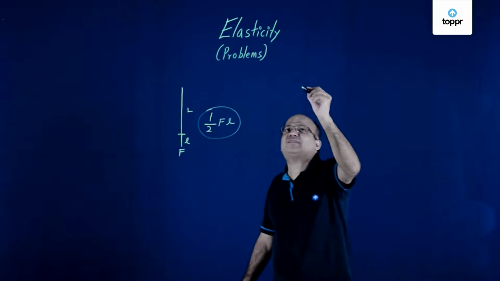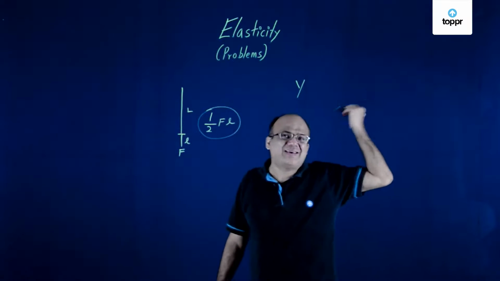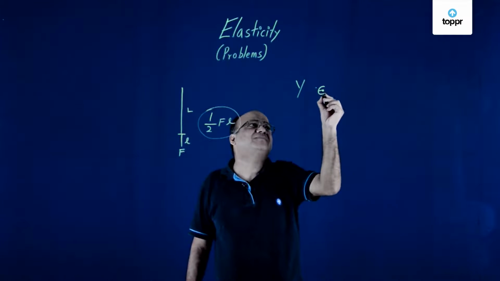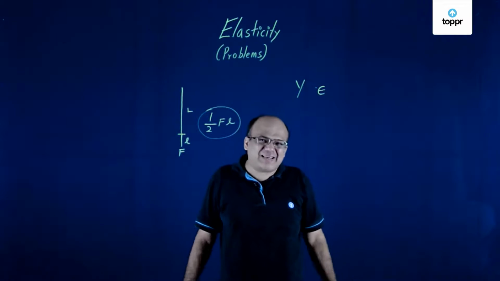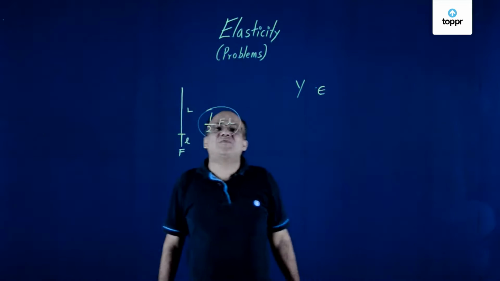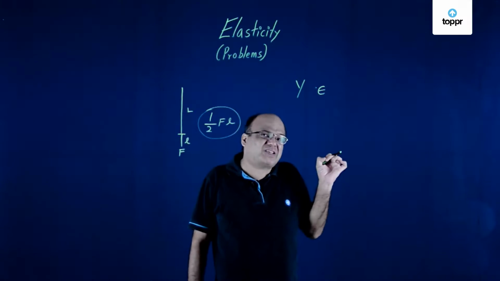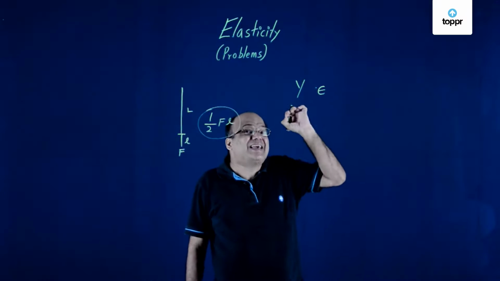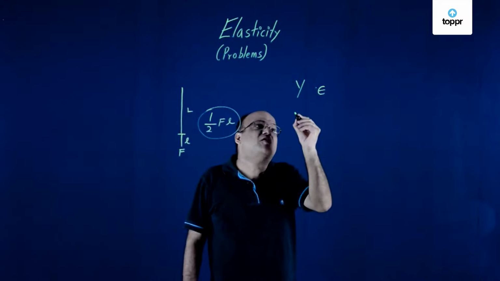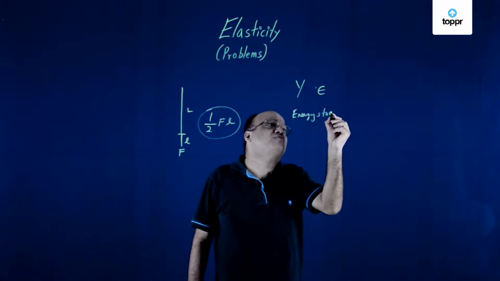Now let us look at one more question. Suppose the Young's modulus of a wire is Y, and say the strain that we get in that wire is epsilon. We have to find the energy stored per unit volume. Young's modulus is given as Y, the strain is epsilon. So what is the energy stored per unit volume?